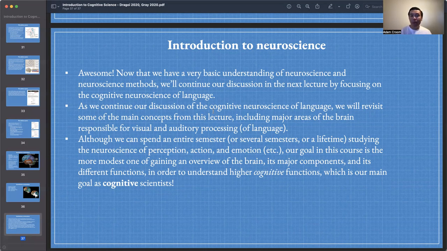Although we can spend an entire semester or several semesters or a lifetime studying the neuroscience of perception, action, and emotion, our goal in this course is the more modest one of gaining an overview of the brain, its major components, and its different functions in order to understand higher cognitive functions, which is our main goal as cognitive scientists.